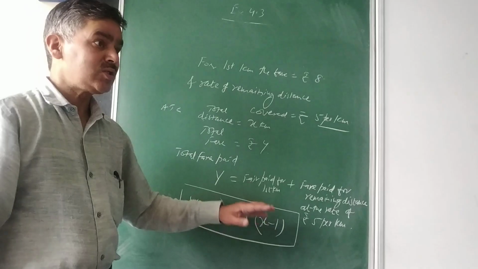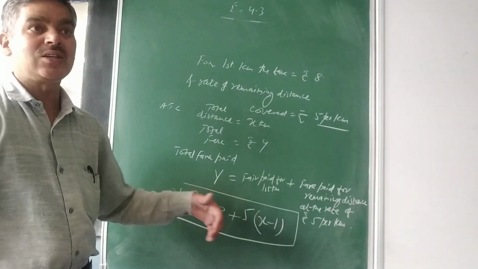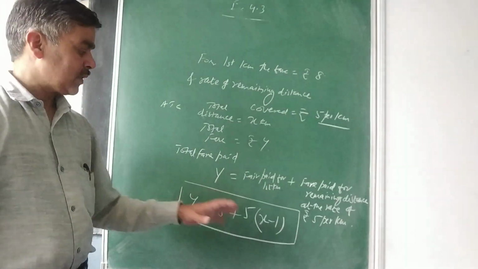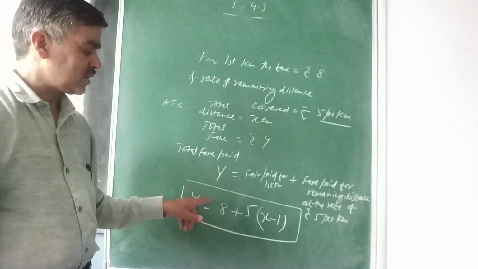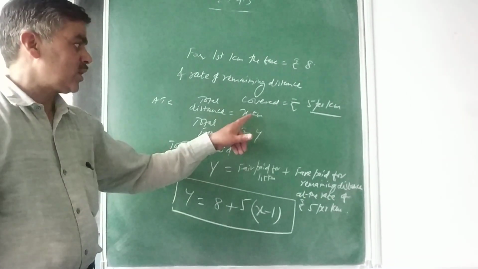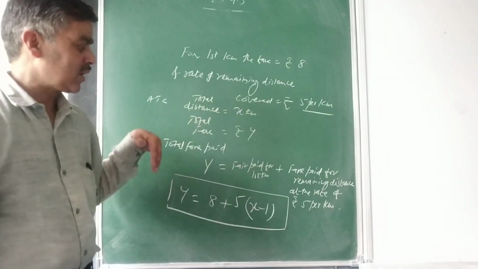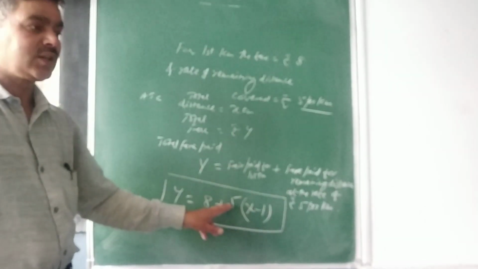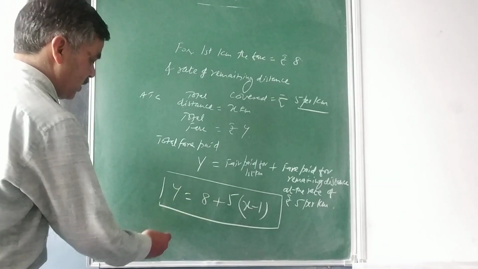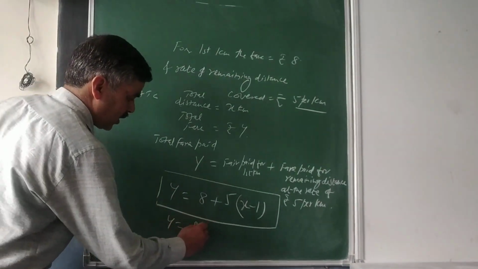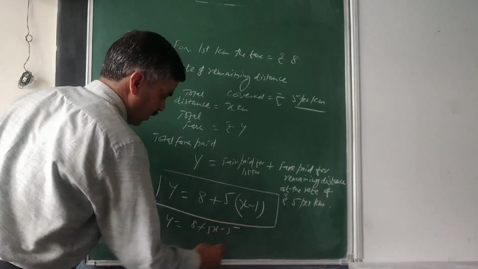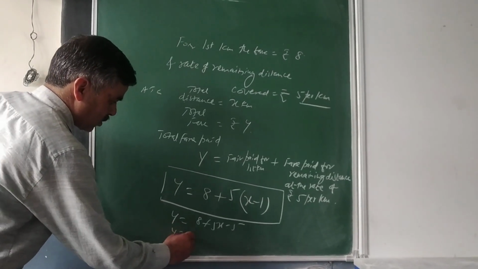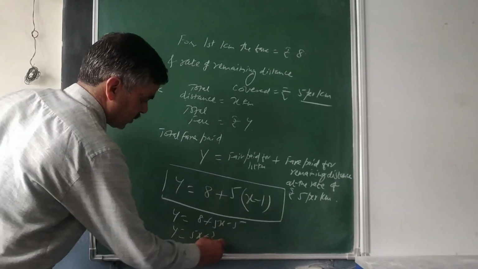Why x minus 1? Subsequent distance, that is the remaining distance. Why remaining distance? Because this is the fare for the first kilometer. The total distance was x, so after the first kilometer is covered, the remaining distance will be x minus 1, and that distance was covered at the rate of rupees 5. So from here you can form the equation 8 plus 5x minus 5, which gives 5x plus 3.